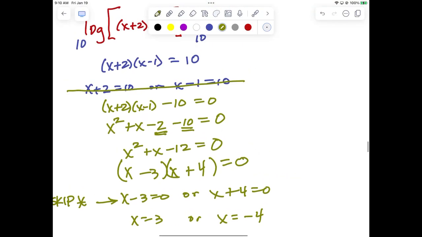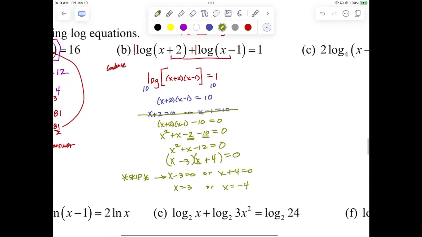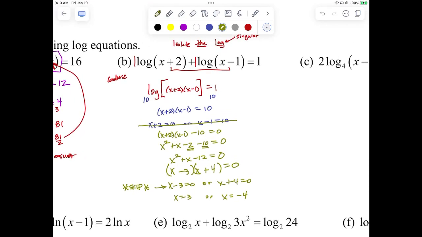Now, I never found my domain in the beginning, so what do I need to do with both of these? Check it before we wreck it. I got to plug it into both log arguments. 3 plus 2 is what kind of 5? Positive 5, that works. 3 minus 1 is positive 2. So 3, welcome to the club, 3.